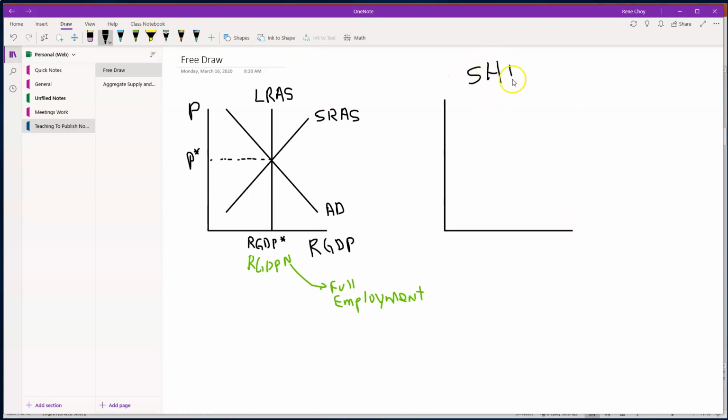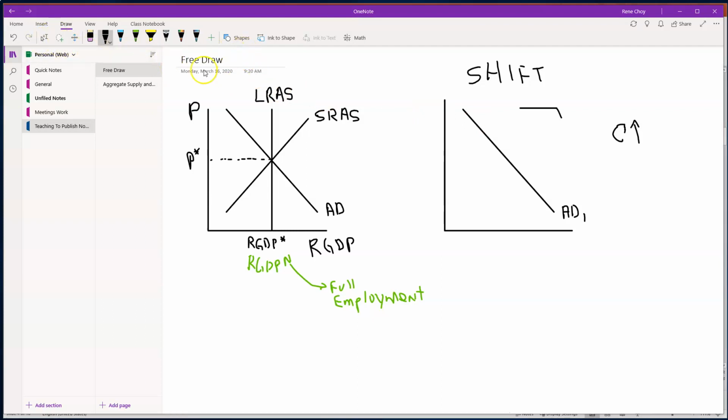Now, shifts happen due to a change in a variable. So if this is my aggregate demand 1, an example of a shift would be an increase in the level of consumption activity. If we have an increase in autonomous consumption activity, then my aggregate demand line will shift to the right. Now again, a shift is a movement of the entire line.